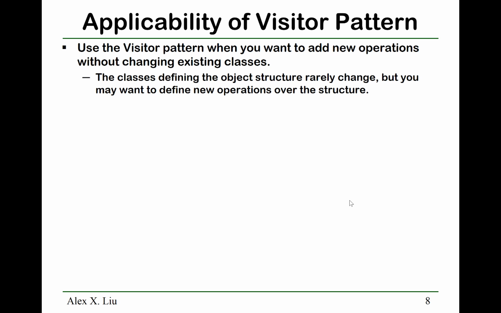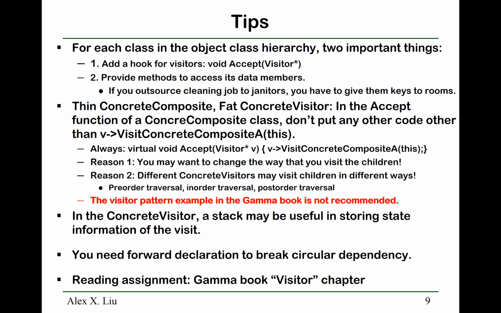Applicability. So we use the visitor pattern when we want to add new operations without changing existing classes. So here are some tips. First, for each class in the object class hierarchy, we need to add a hook for visitors, accept visitor, with a visitor pointer as the parameter. And second, we need to provide methods to access the data members. This makes sense, right? If you want to outsource the cleaning jobs to janitors, you have to give them keys to your rooms.